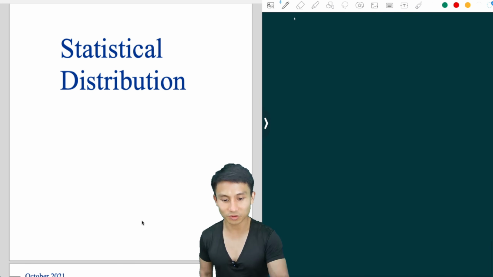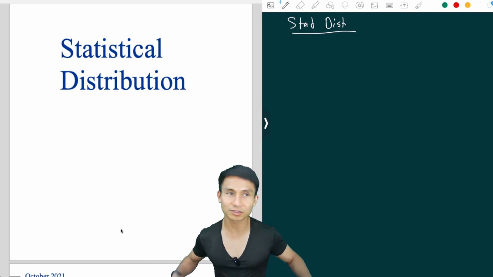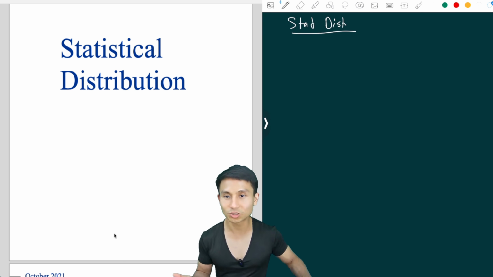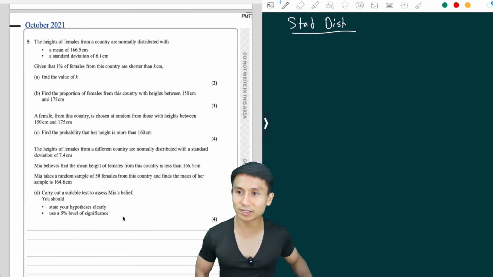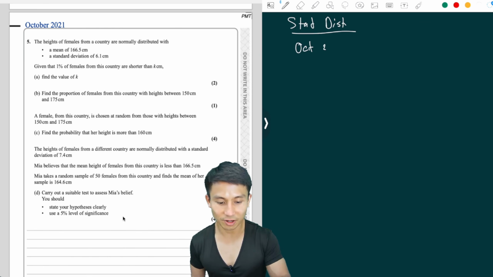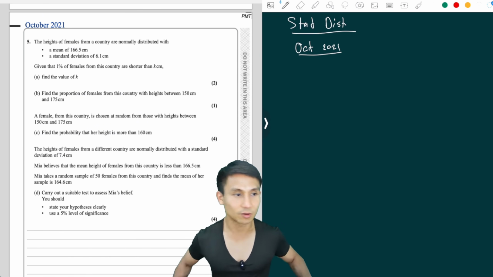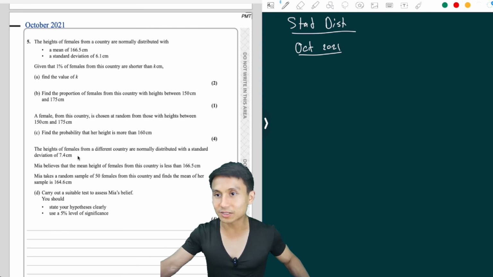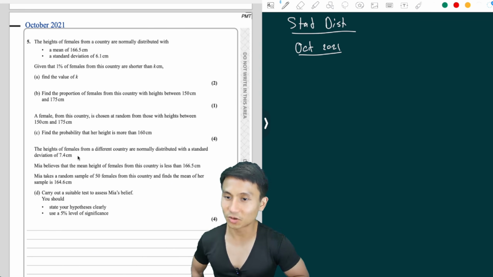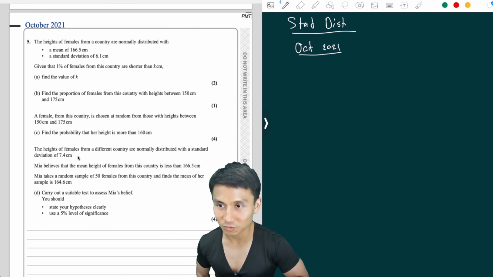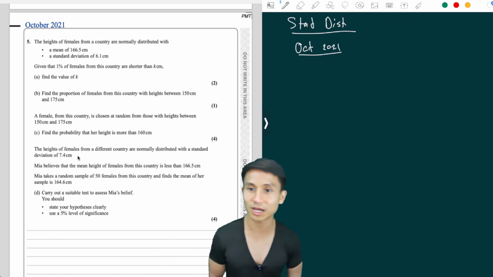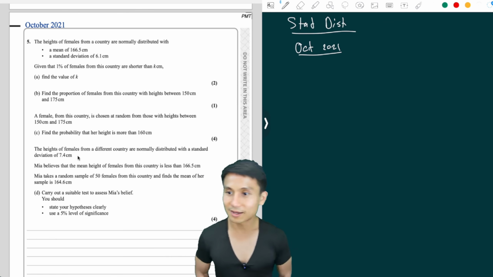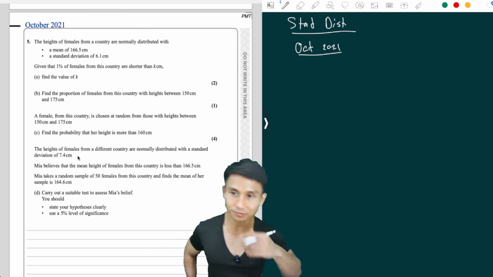Okay, so statistical distribution. Basically it's just binomial or normal distribution and then solving a problem. Take October 2021 question 5, right? The heights of females from a country are normally distributed with a given mean and standard deviation. Given that 1% of females from this country are shorter than k centimeters, A, find the value of k.